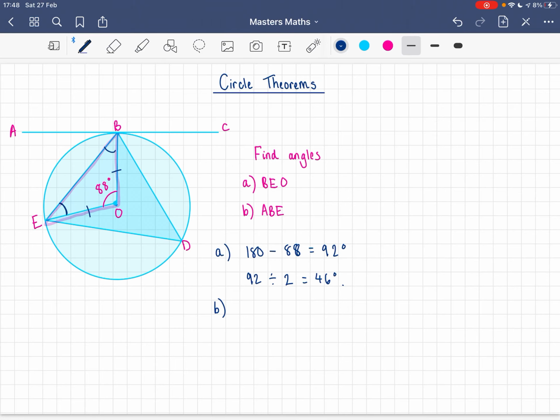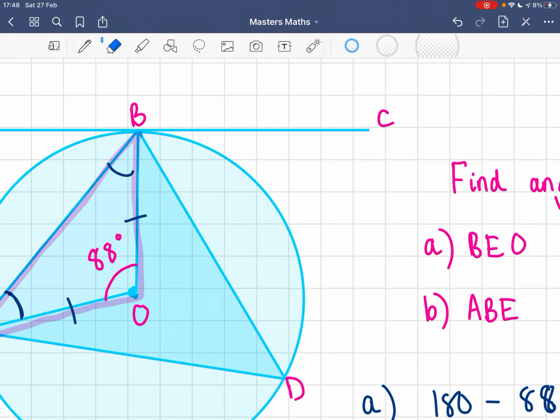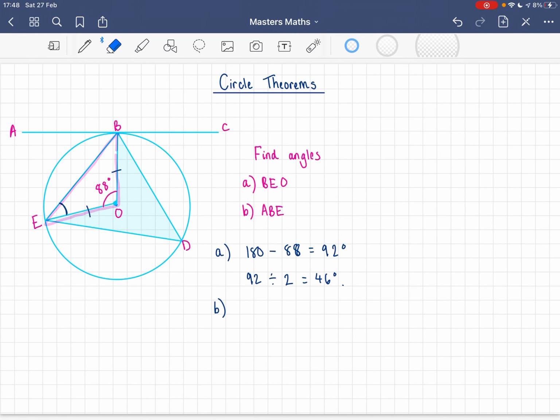Part B is asking us to find angle ABE. I'm going to just rub this off. Okay. So what we're being asked to find, ABE, is this angle here going from the chord BE to the tangent ABC. So we're going to use alternate segment theorem.